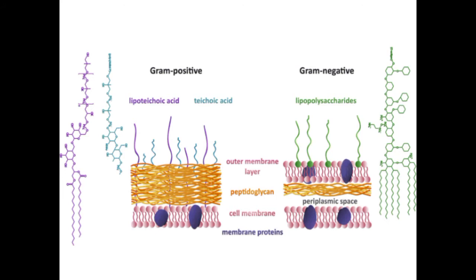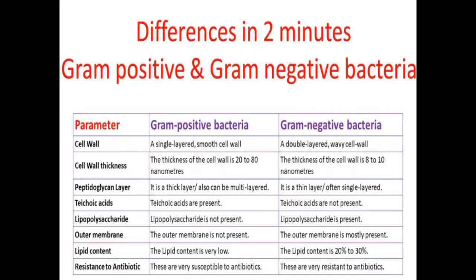Basically, in gram staining a primary or basic dye called crystal violet is used. Gram-positive bacteria retain that dye while gram-negative does not. As they retain crystal violet dye, gram-positive bacteria appear purple, while gram-negative does not retain it and appears pink. We will study gram staining in detail in our next video.